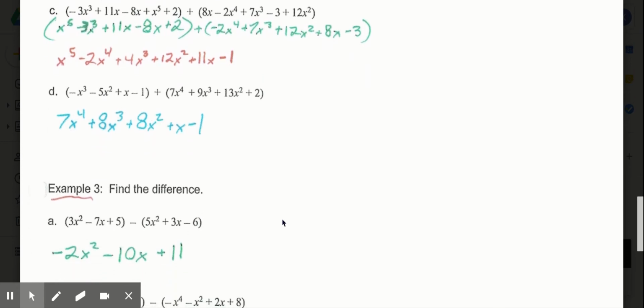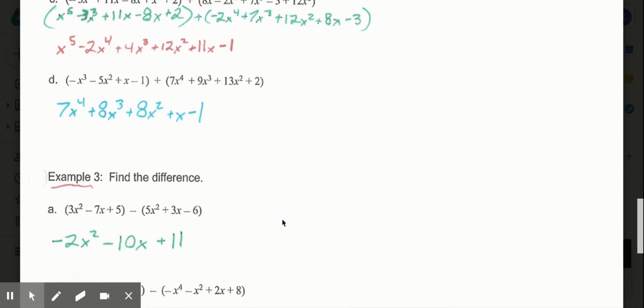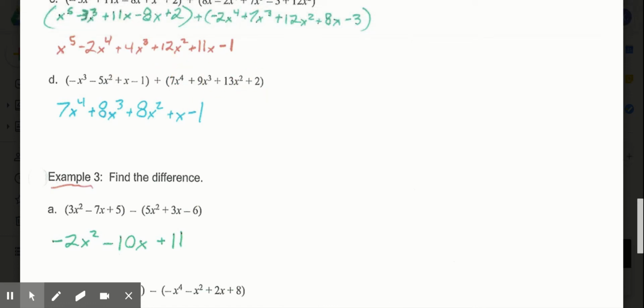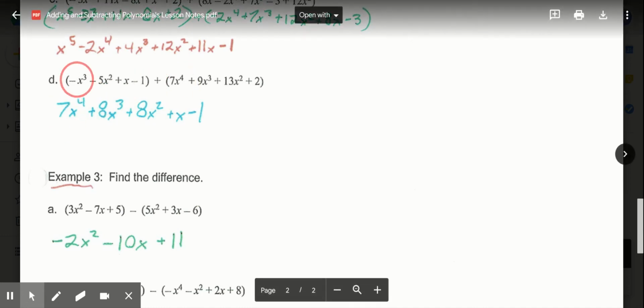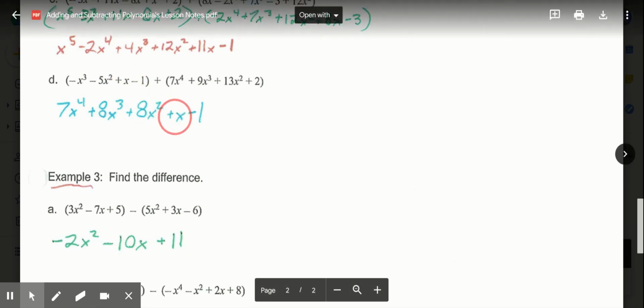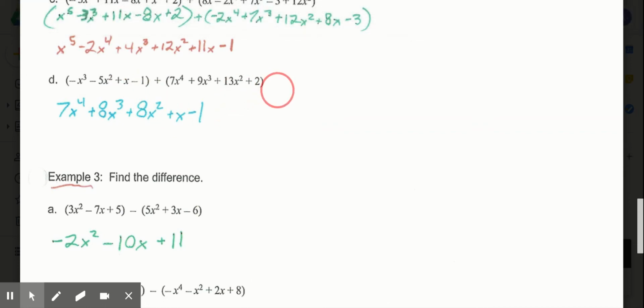And our last addition example here for the sums with D, already in standard form, so I'm just going to look to combine like terms. 7x to the fourth just comes down. A -x cubed and a positive 9x cubed leaves us with 8x cubed. -5x squared and a positive 13x squared leaves us with positive 8x squared. The plus x just comes down, and a -1 and positive 2 leaves us with a -1.